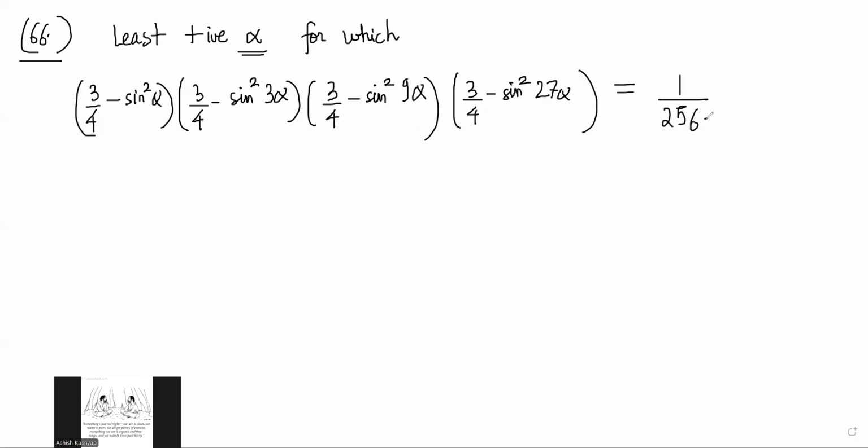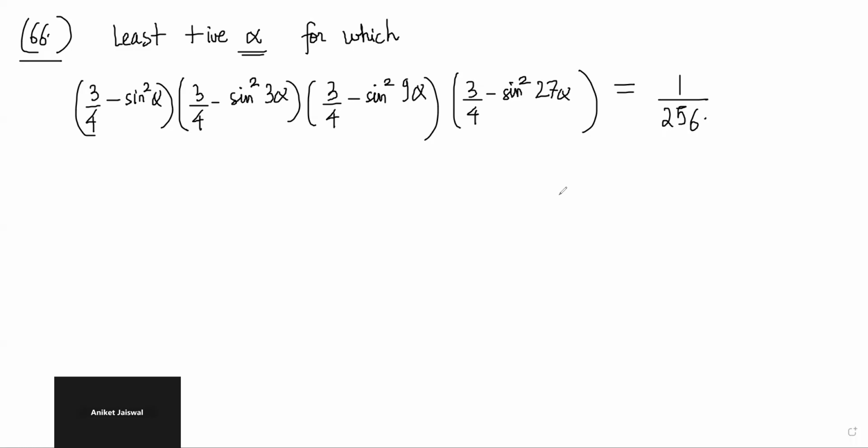This is the equation given. Your job is to find alpha. And somebody is saying you have found also pi by 4, right? Sir, mine is also coming. No, you guys are getting the wrong answer. You are making some mistake.